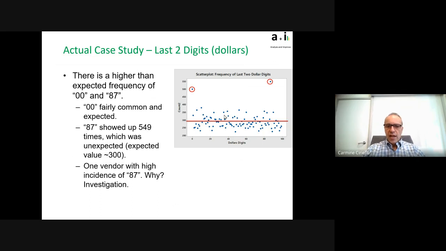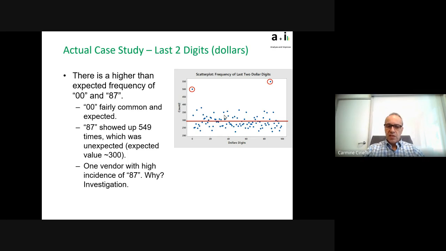There's another one, the last 2 digits for the dollars. I think you get the idea here: there are distributions for almost anything that you want to look at in terms of your money. So here you have the last 2 digits of your dollars. Again, you would expect this to be flat, to be even, but the same thing happened. The 00 and the 87 showed up quite a bit, a lot more than expected. Same idea, the 00 is fairly common. I wouldn't expect that to be anything weird or bizarre, but the 87 was bizarre.